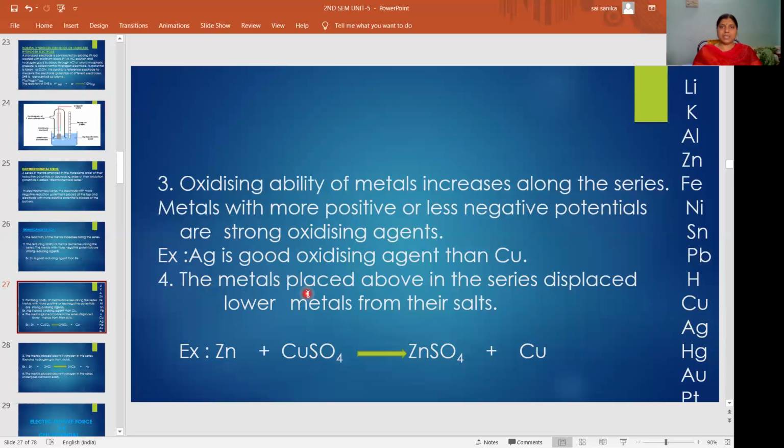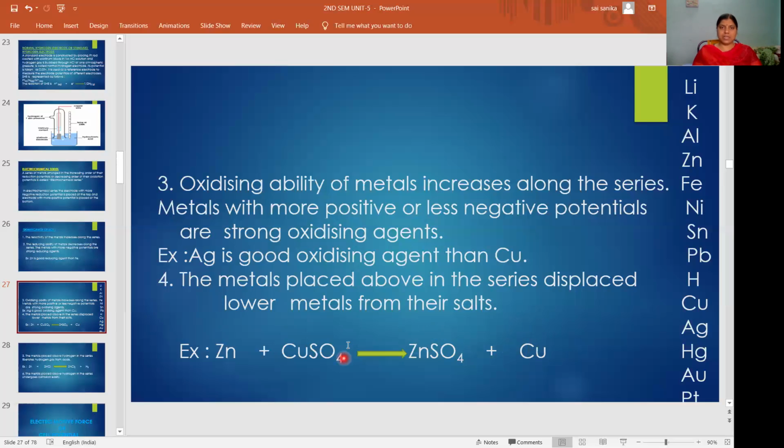Then the metals placed above in the series displace lower metals from their salts. So if you take any two metals, here we took zinc and copper. So which is the metal placed in the series above? They will displace the lower metals from their salts. So here we are taking copper sulfate solution and we added zinc to copper sulfate solution. So here which is above in the series? Copper is below, zinc is above. So which is more reactive? Zinc is more reactive. What it will do? It will displace this copper and form zinc sulfate solution and copper will be separated.